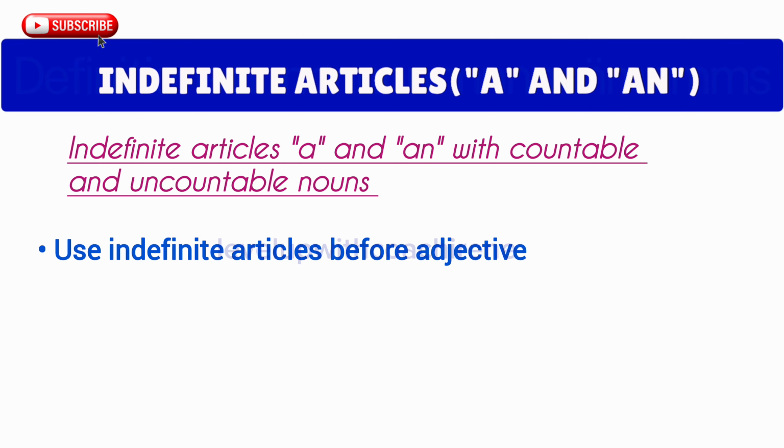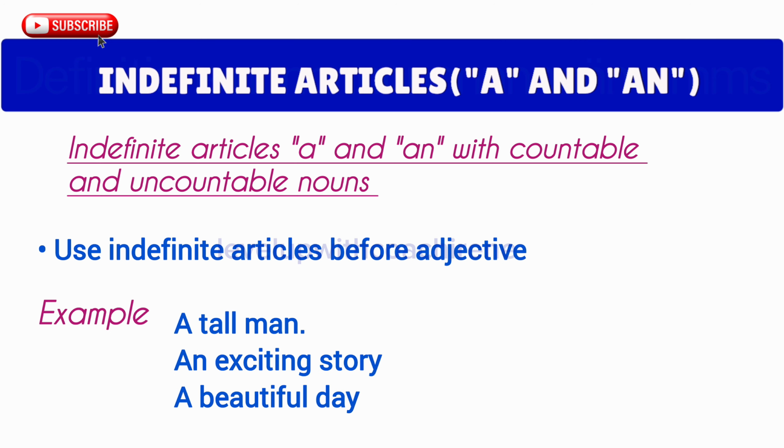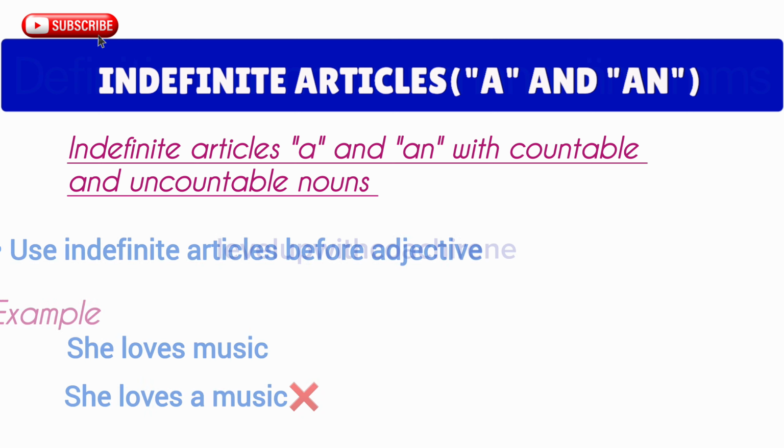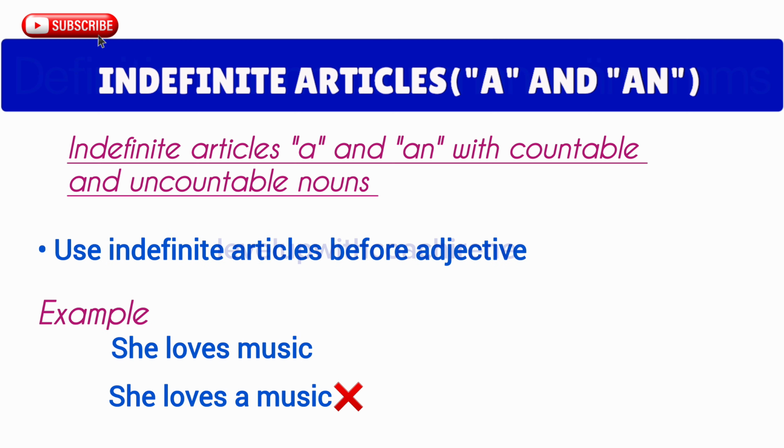In addition, use indefinite articles before adjectives. For example, a tall man, an exciting story, a beautiful day. Indefinite articles can also be omitted in some situations before uncountable nouns. For example, she loves music, not a music.